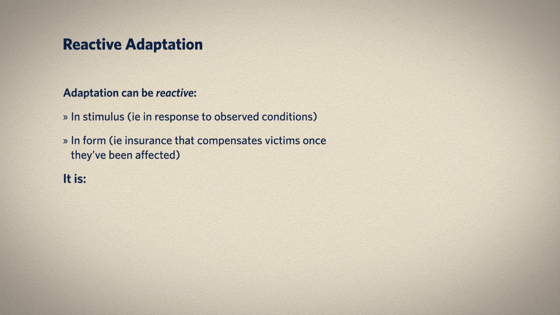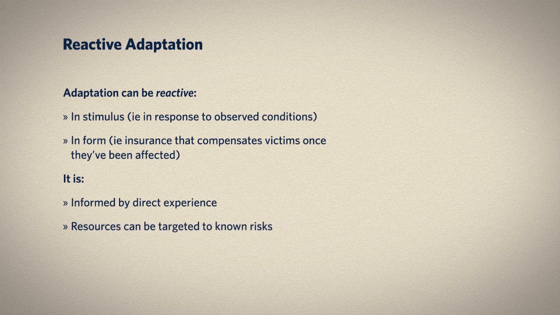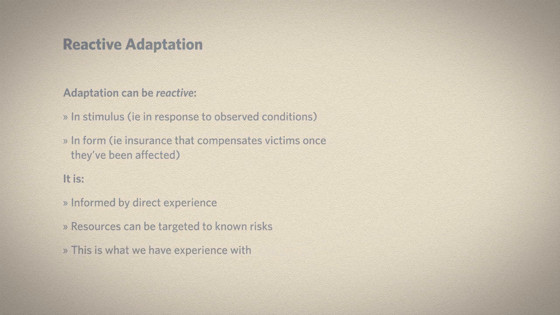Generally speaking, reactive adaptation is informed by direct experience rather than by predictions or forecasts. The benefit of this is that it's often quite clear how resources should be used to protect against the impacts, and so uncertainty is pretty low. Reactive adaptation is very familiar to humans, and we've been doing it for thousands of years.